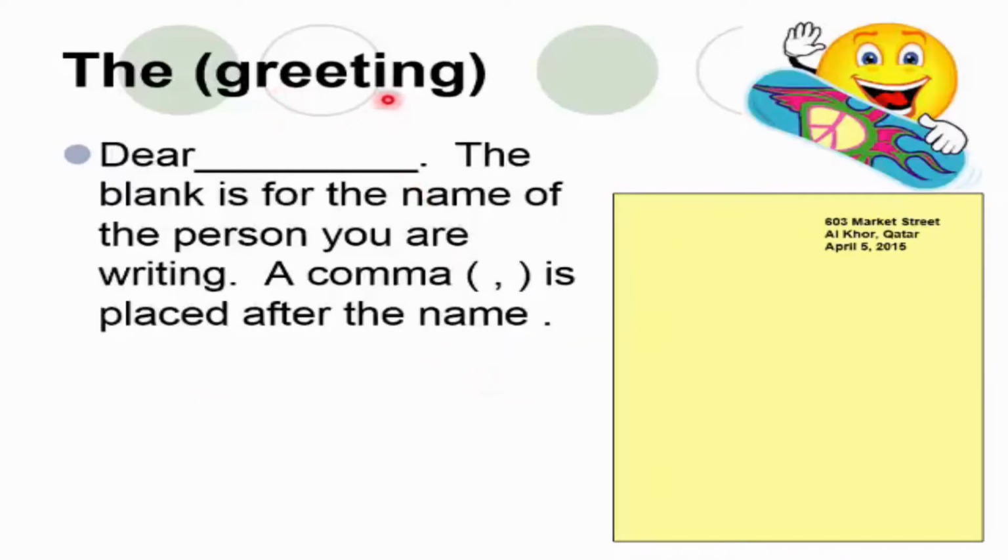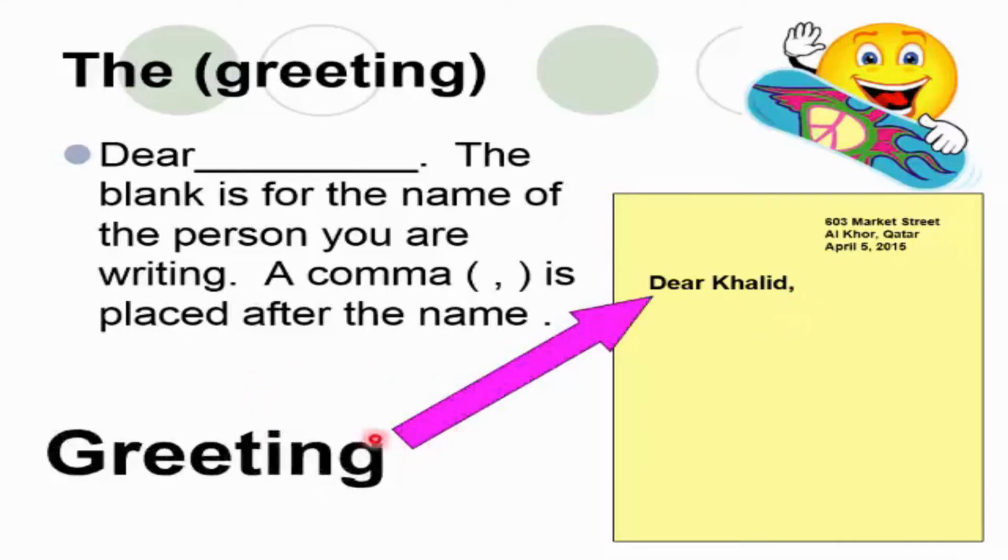Here in the greeting: dear Ali, dear Ahmed, dear friend, dear brother, dear dad, dear mother. So the blank is for the name of the person you are writing to. A comma is placed after the name. So this is very important, and do not forget it. Do not forget to write the comma. For example, dear Khalid, and here's the comma. It's very important. Okay. Greeting.